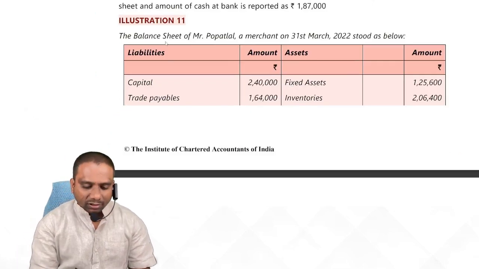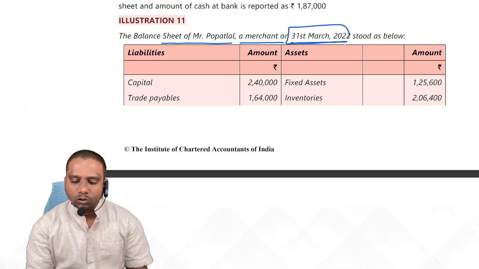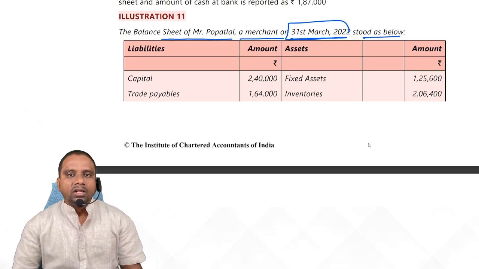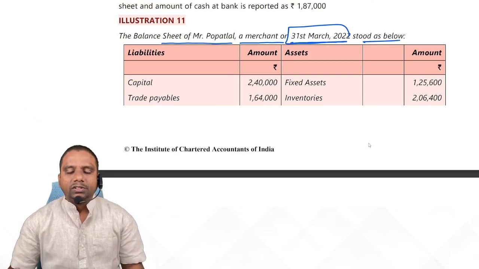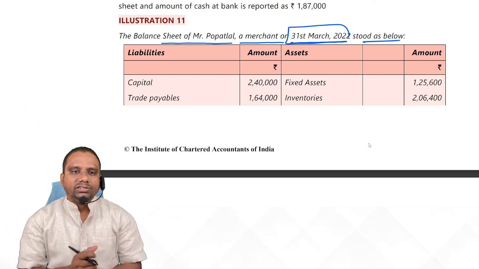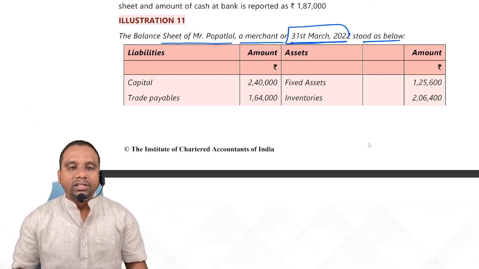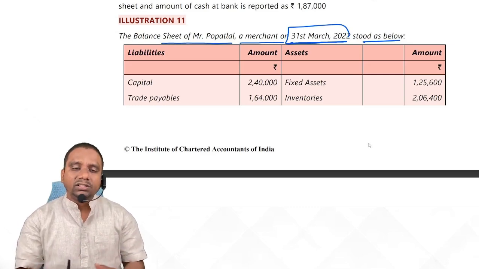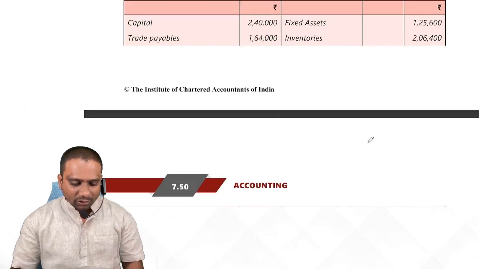Illustration 11. The balance sheet of Mr. Popatlal, a merchant, on 31st March 2022 stood as below. Do remember one thing: in the final exams, you may not get this problem as it is. They merge various adjustments and give you a problem. Now students, next one. Okay, balance sheet.